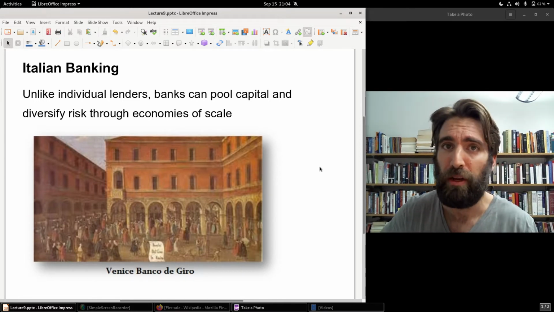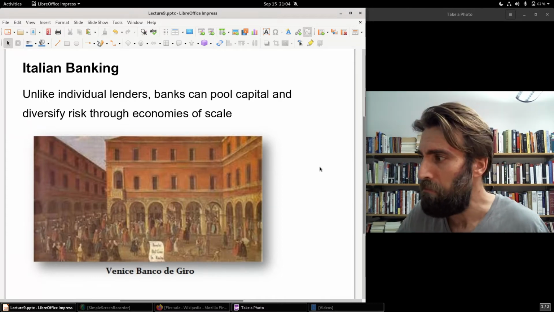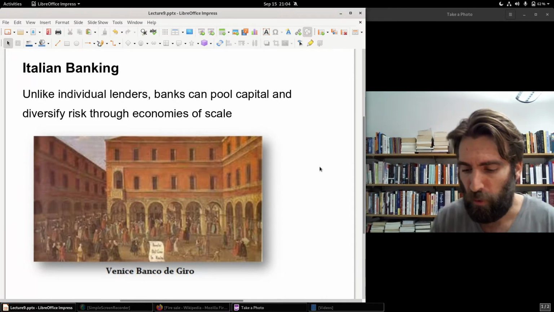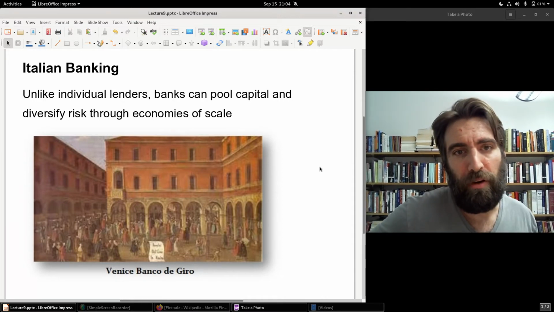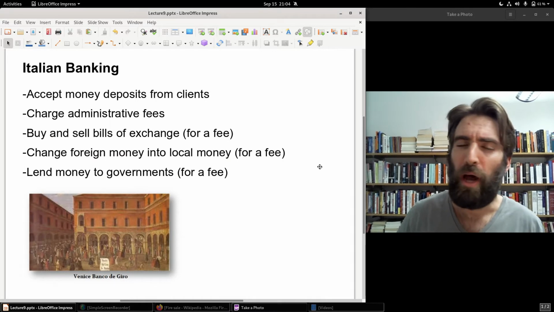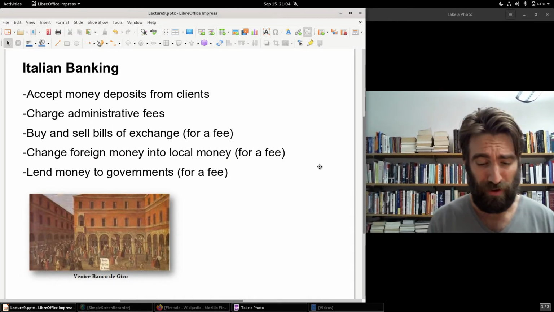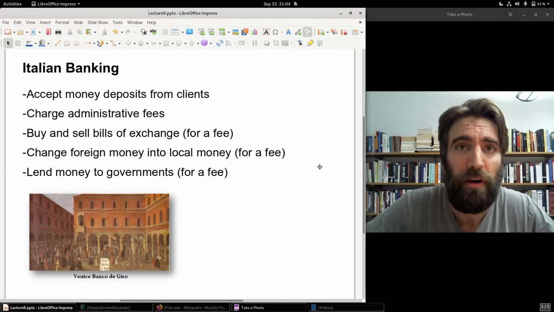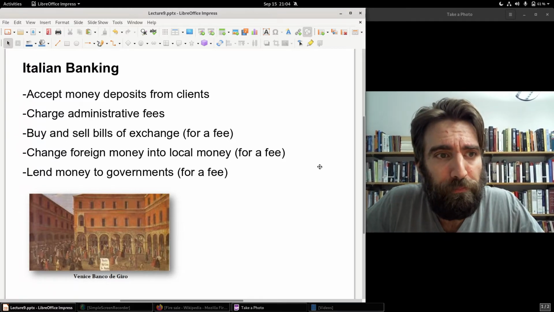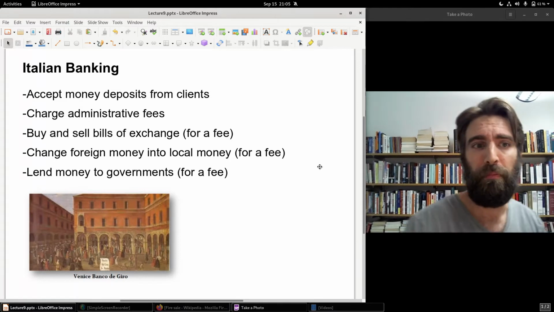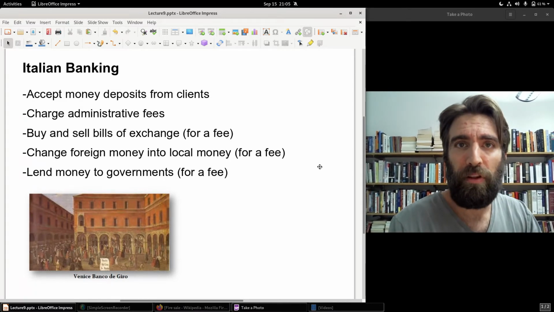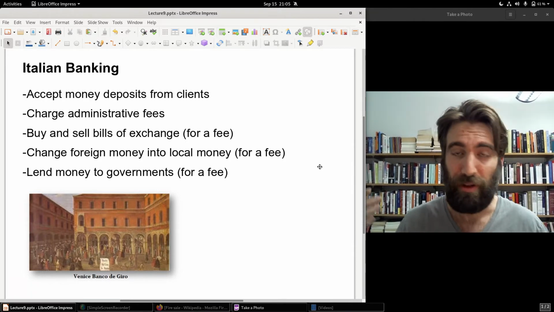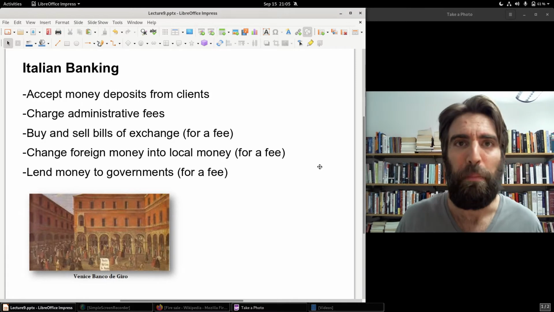So that's an advantage. Now you may ask, Professor Barth, I thought usury was prohibited except for Jewish money lenders, and that is true. So how did Italian banks during the Renaissance period make money? The answer is in a variety of ways. First of all, they accepted money deposits from clients. One of the reasons why deposit banking was attractive is that if you have a lot of coin, you don't want to just keep it in your house.